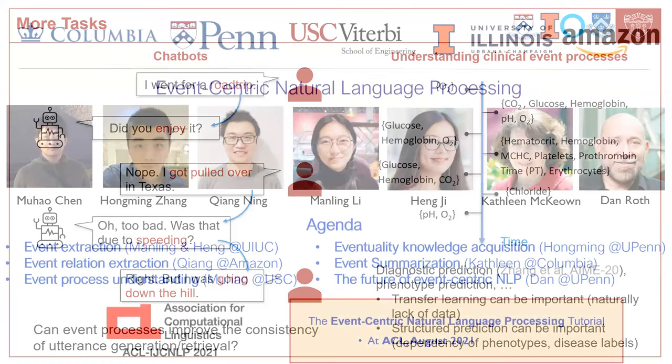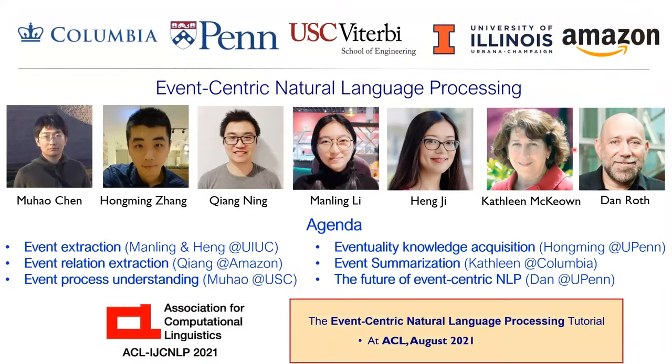And at the same time, I want to advertise our tutorial. This is a tutorial we're having at ACL. The title is Event Centric Natural Language Processing. We have 7 speakers and we'll talk about 6 parts. So Muhao and Heng from UIUC will talk about event extraction, which I mentioned a little bit from the beginning. And Chang from Amazon will talk about event-event relation extraction. And you heard about event process understanding already.